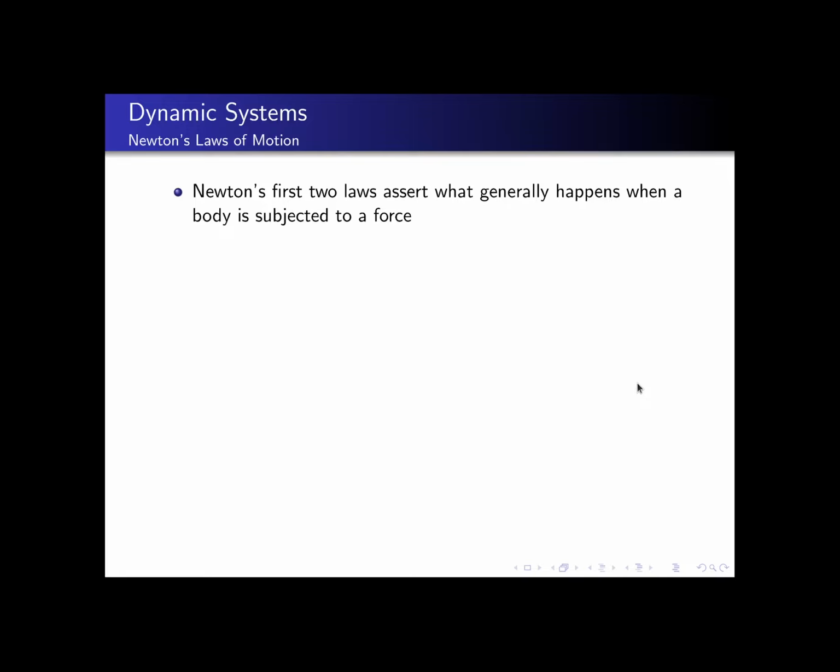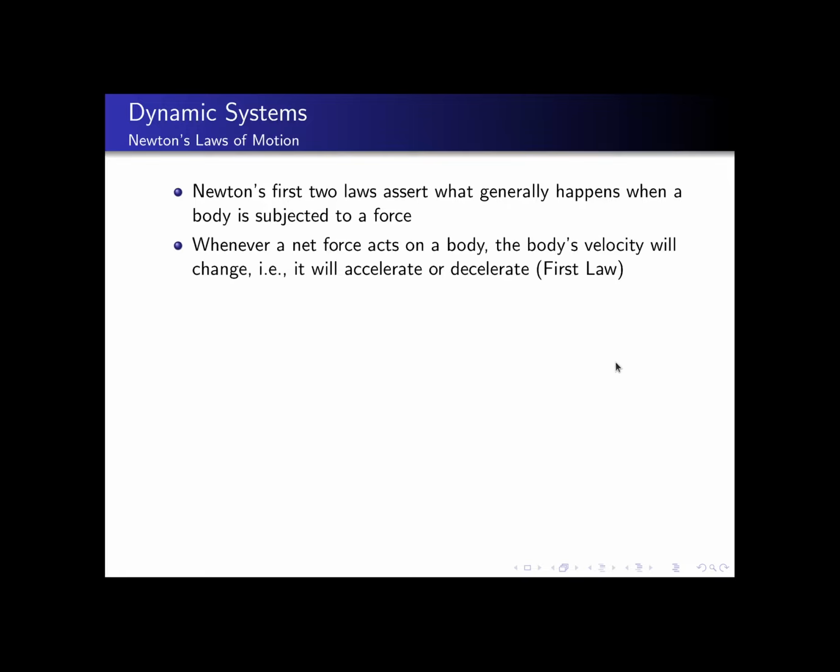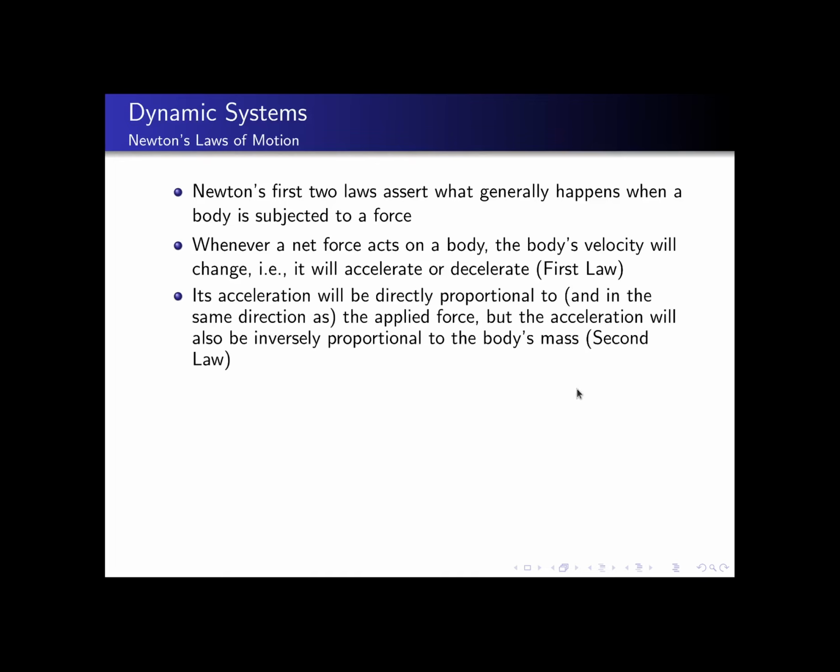Newton's laws of motion are a good example of this. The first two laws assert what generally happens when a body is subjected to a force. Whenever a net force acts on a body, the body's velocity will change. That is, it will accelerate or decelerate. That's the first law. And then its acceleration will be directly proportional quantitatively to the applied force, and the acceleration will be inversely proportional to the mass of the body that is being accelerated. So this is the famous F equals ma, or written in terms of acceleration as the output variable, a equals f over m.